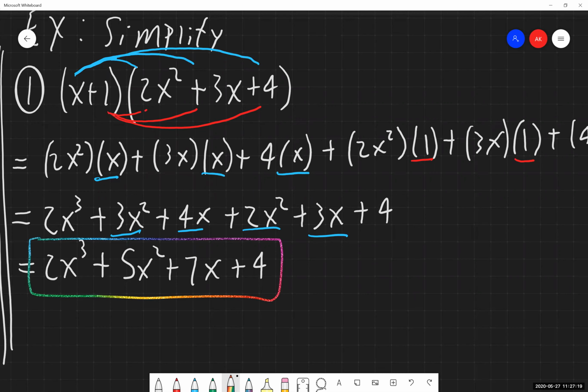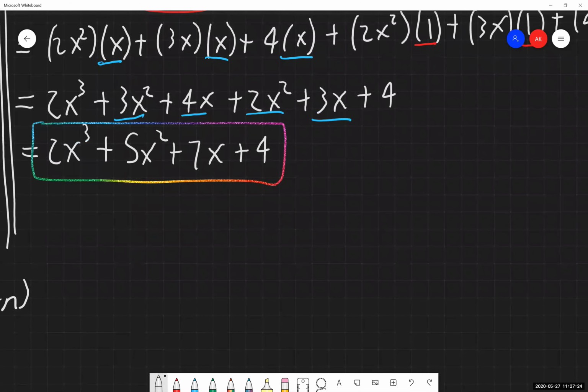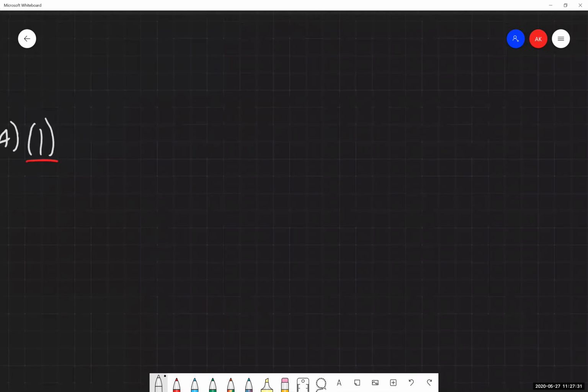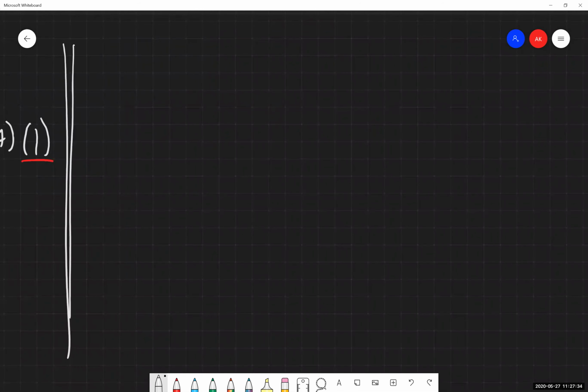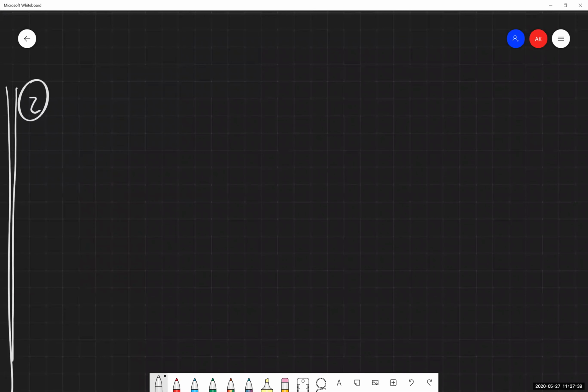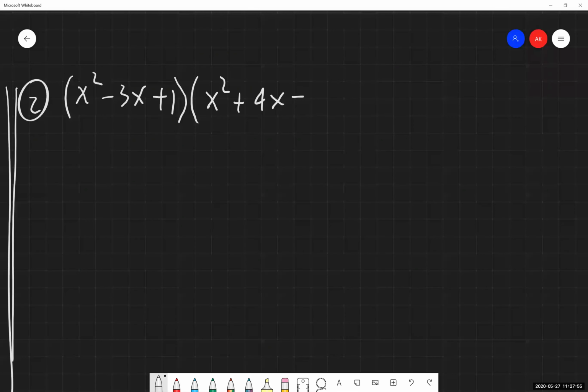So we're going to move on to our next example that we have. So our next example, number 2 from this set, we were given x squared minus 3x plus 1 equals x squared plus 4x minus 2.